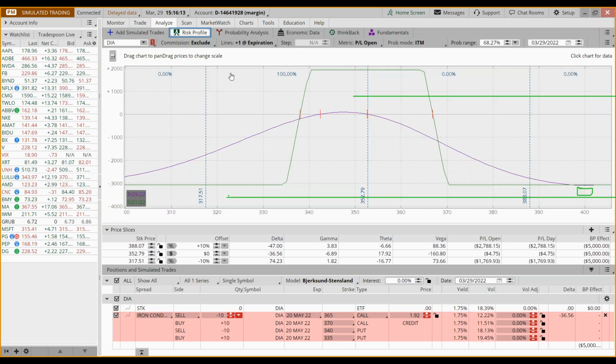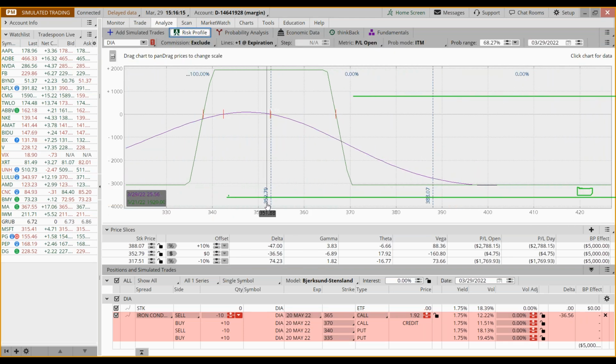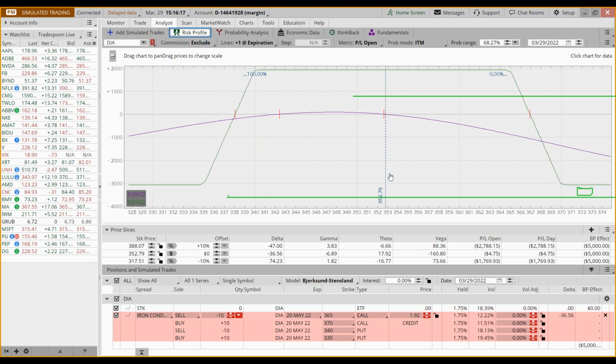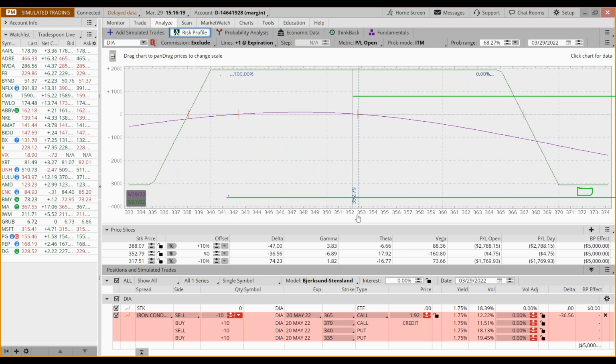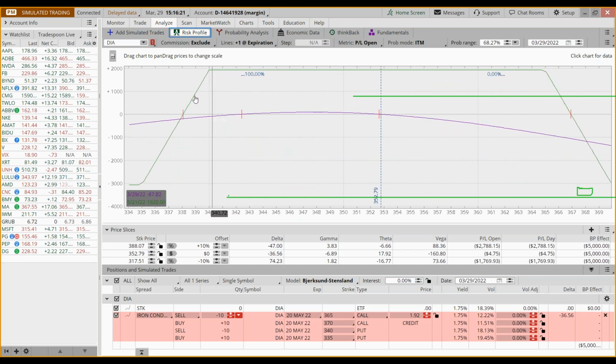And this is what it looks like on the risk profile. And there we go. So you can see, where do I make money? Where do I lose money? I'm worried if it drops below 337. I'm worried if it gets above 365. I'm losing a lot more on this side than that side.